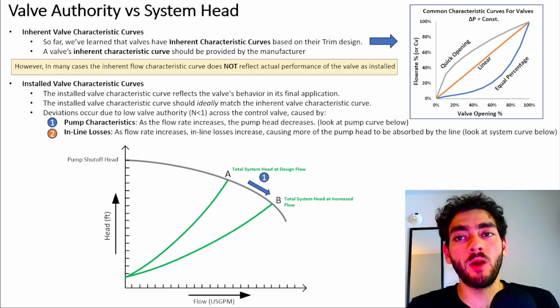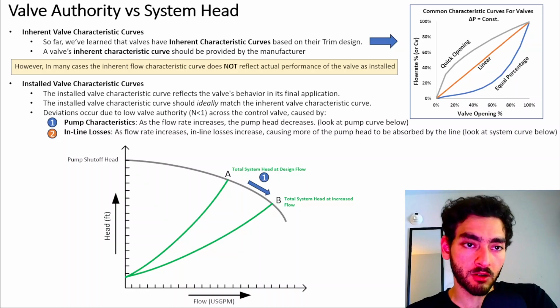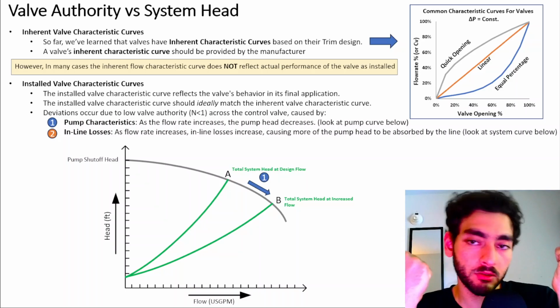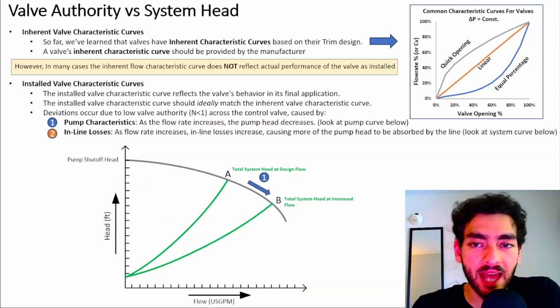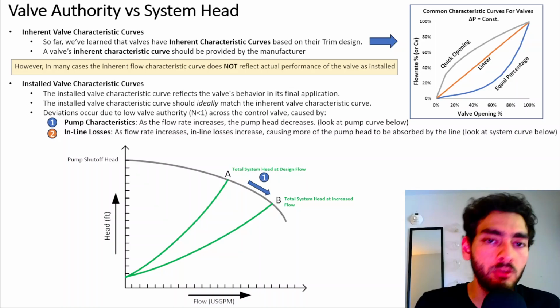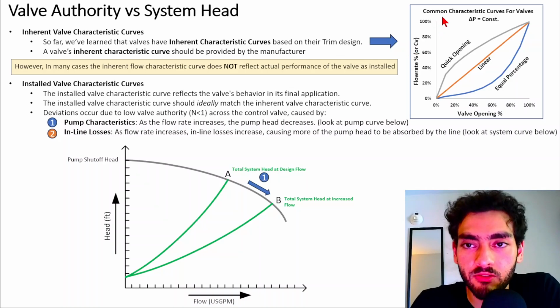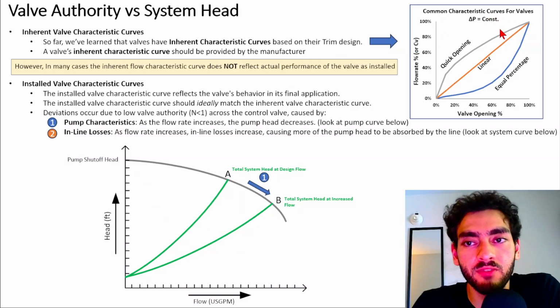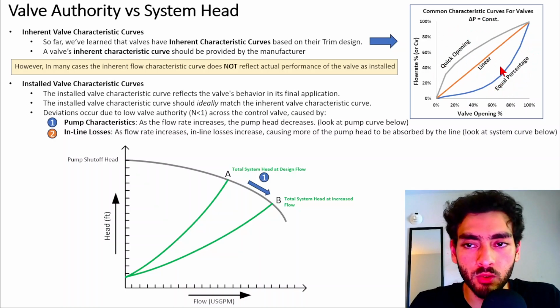So in this video, I'm going to be talking about the differences between the inherent valve characteristic curve and the installed valve characteristic curve. So far we've learned that valves have inherent characteristic curves based on their trim design, and that a valve's inherent characteristic curve will be provided to you by the valve manufacturer. And we've also discussed the three most common types of characteristic curves, which are quick opening, linear, or equal percentage.